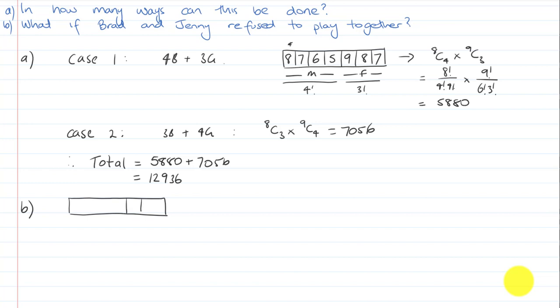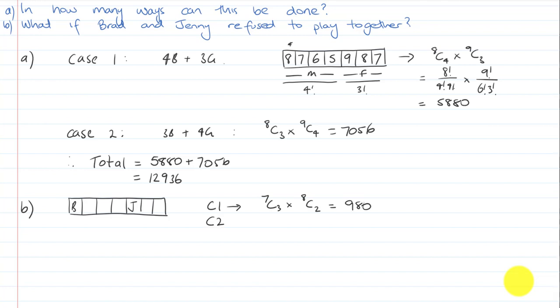Again, we've got 7 cells, and Brad is one of the boys, and Jenny is one of the girls. Now, we've got to deal with the 2 cases again. So we've got case 1, where Brad is one of the 4 boys, and Jenny is one of the 3 girls. So there is 7 boys left to choose from, and we're choosing 3, times by 8 girls left to choose from, and we're choosing 2. And this comes out as 980.